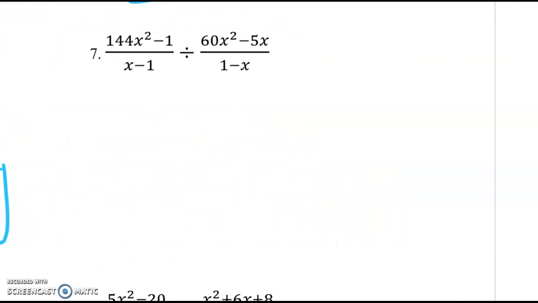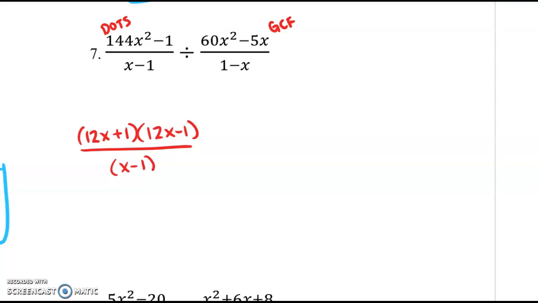All right, looking at the next one, this is a difference of 2 squares. This is going to be a GCF. All right, starting with the first one, difference of 2 squares, that's 12x and 1. So that's going to be 12x plus 1, 12x minus 1. Bottom stays the same. Top, I'm going to flip it.